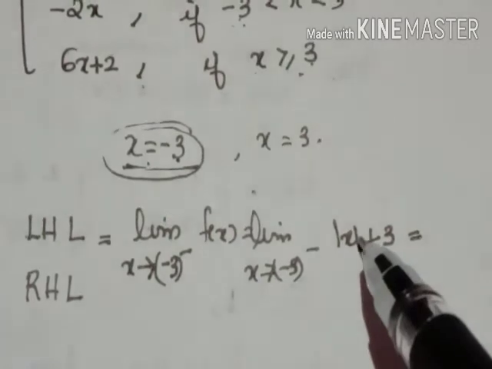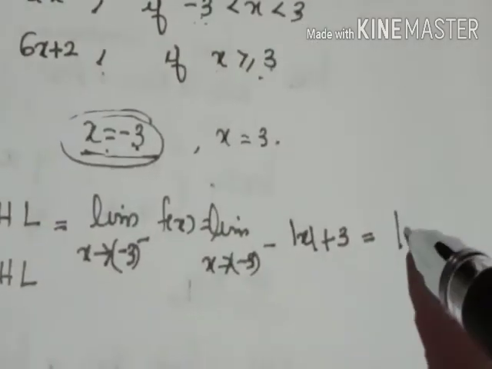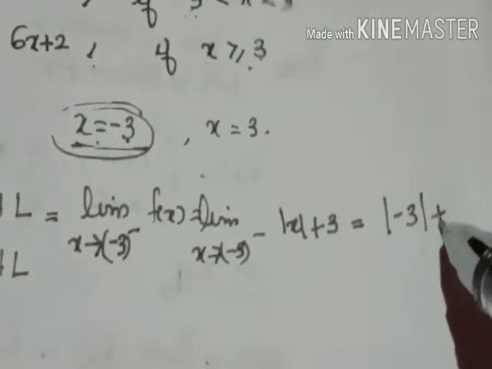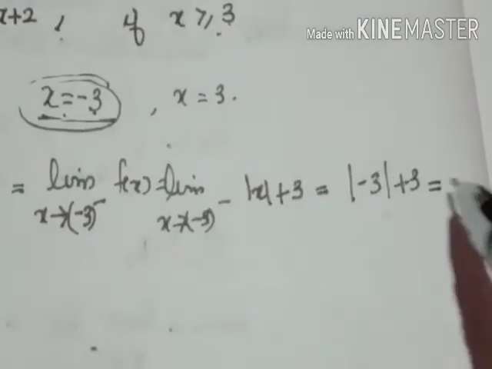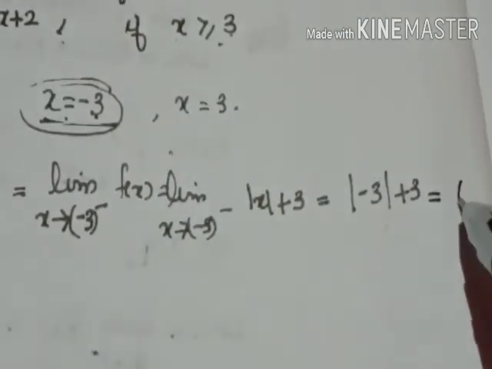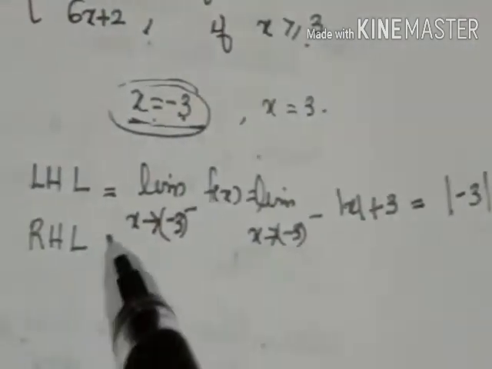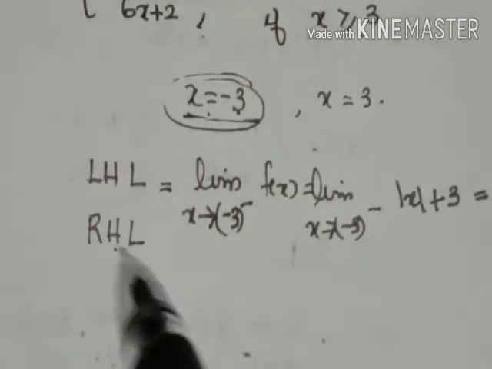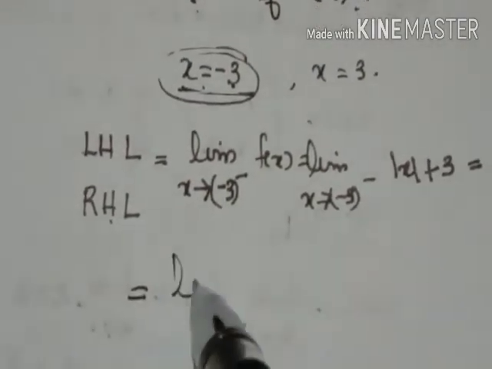Now apply the limit. Put x equal to minus 3 here. So modulus of minus 3 plus 3. Modulus of minus 3 is 3. 3 plus 3 equal to 6. Left hand limit equal to 6. Now find the right hand limit.